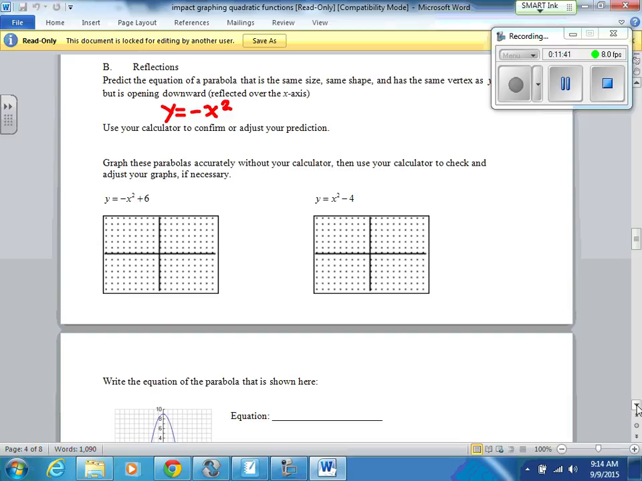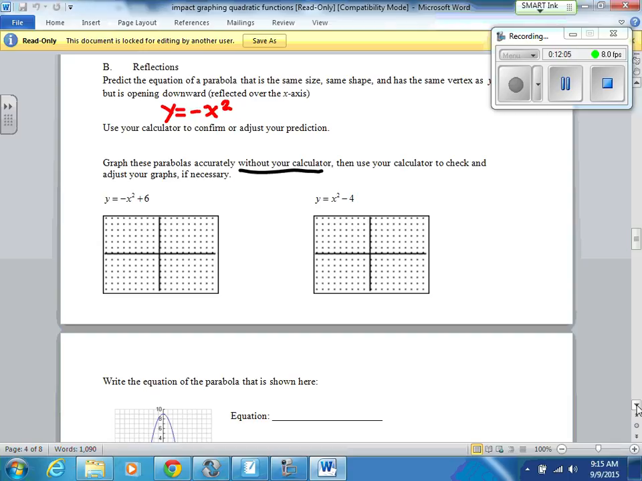Alright, did it look the same, just flipped? Good. Okay, so let's look at these. Graph these without your calculator. Then use your calculator to check and adjust your graph if needed. So you've got a negative x squared plus 6. What do you think this one's going to look like?